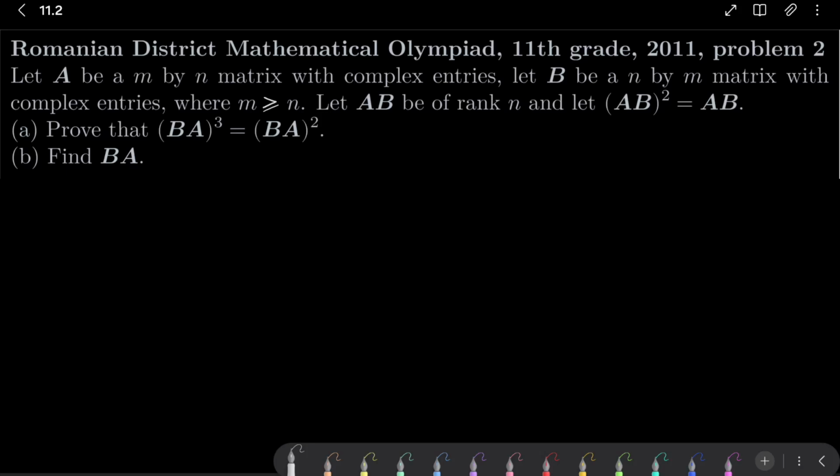Hello friends, in this video I'd like to solve the following problem from the Romanian District Mathematical Olympiad for 11th graders 2011, problem number 2. It is from linear algebra.